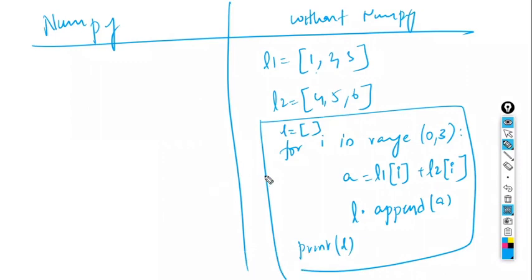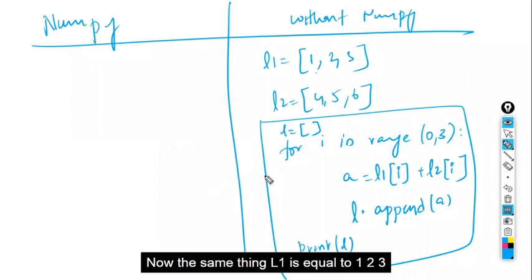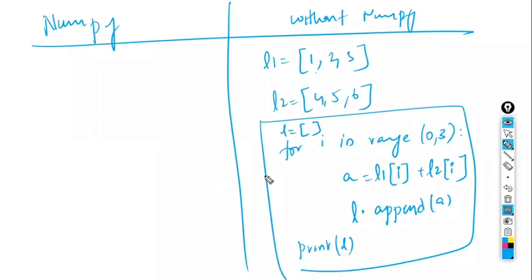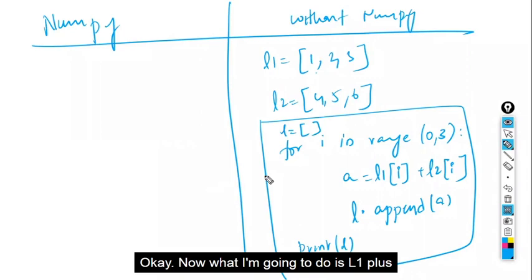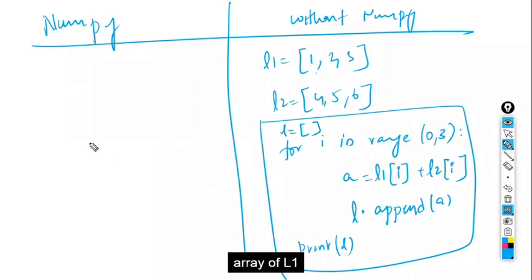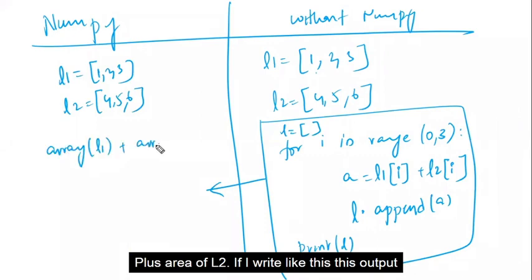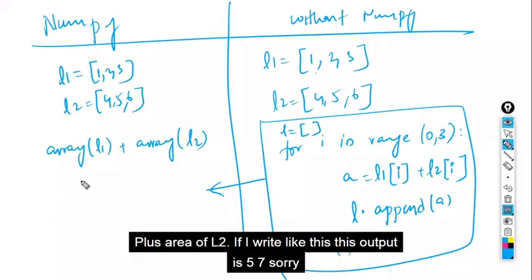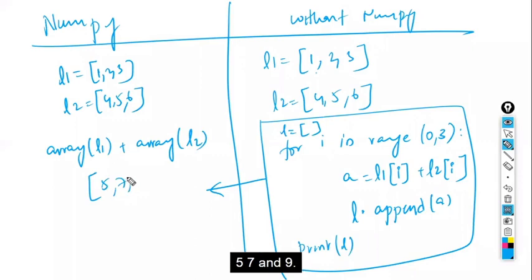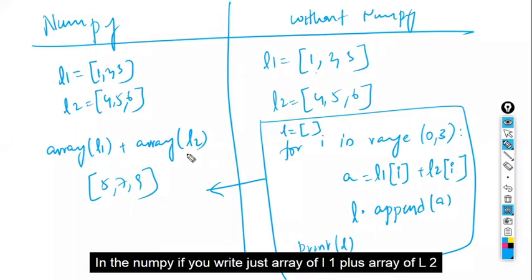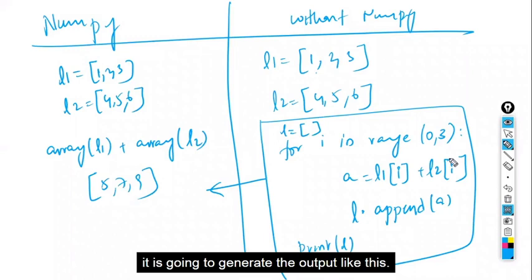Now the same thing. L1 is equal to 1, 2, 3 and L2 is equal to 4, 5, 6 were given. Instead of adding L1 plus L2 like this, first I'm going to convert L1 to an array: array of L1 plus array of L2. If I write like this, the output is 5, 7, and 9. In NumPy, if you just write array of L1 plus array of L2, it generates the output like this.